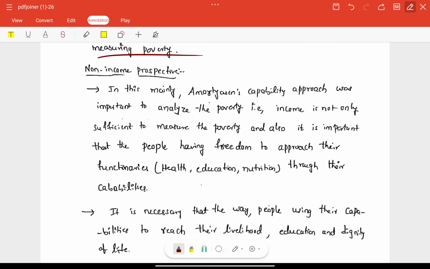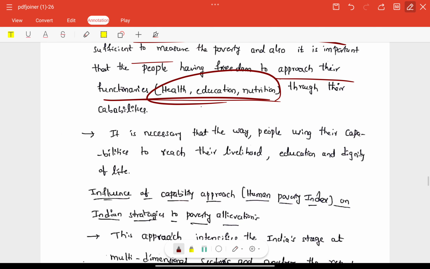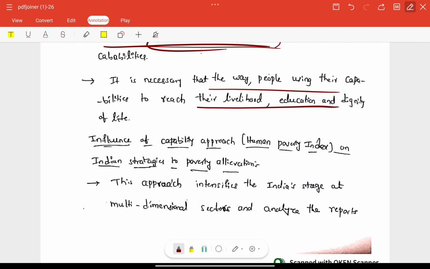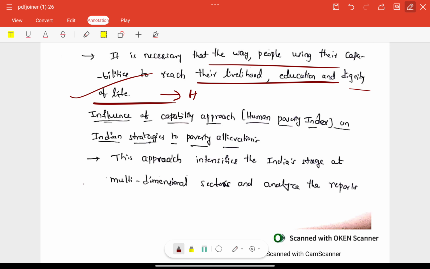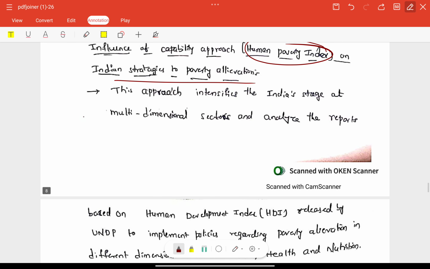And also there are various distinctions among these income levels, which constitute different indicators of measuring poverty. Non-income perspective: in this, mainly Amartya Sen's capability approach was important. Very good. And also here the approach includes functionings like health, education, nutrition. It is necessary that people use their capabilities to reach their livelihood, education and dignity of life, which we are connecting to HDI and HPI, right? Very, very important.